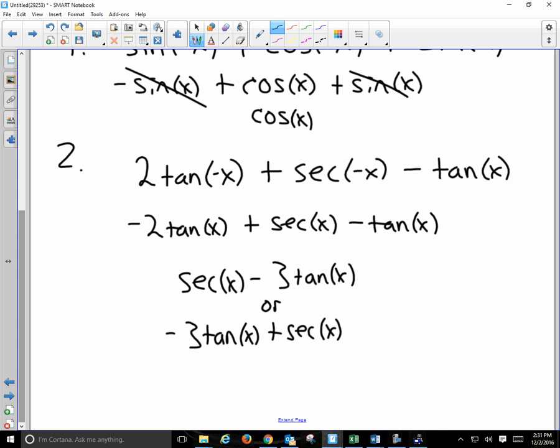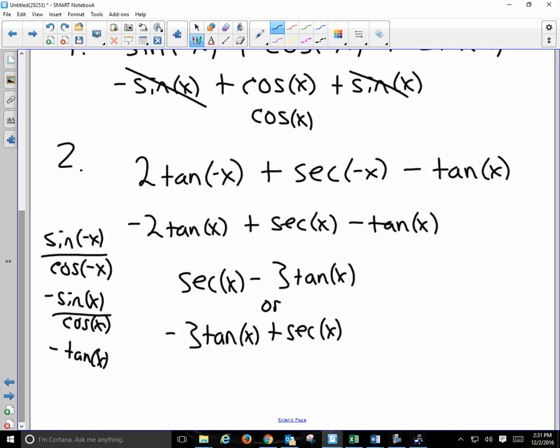To get to Jesse's question, is there ever going to be multiplication involved? If you ever have something like sine of negative x over cosine of negative x, what happens to that negative? Negative sine of x over cosine of x, the negative just comes right in front, right? What's sine of x over cosine of x? So you get negative tangent. That's it. Just deal with the negatives.